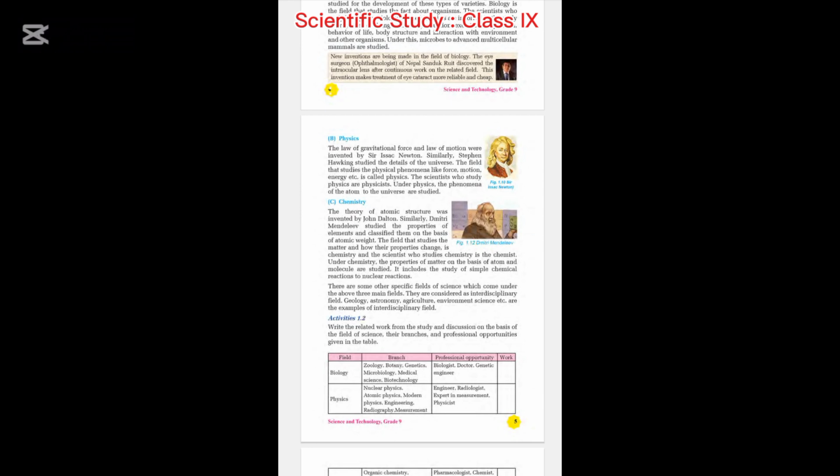There are some other specific fields of science which come under the above three main fields. They are considered interdisciplinary fields. Geology, astronomy, agriculture, environmental science, etc. are examples of interdisciplinary fields.